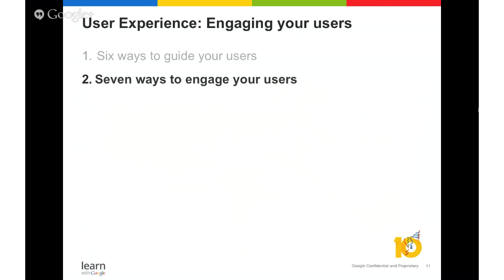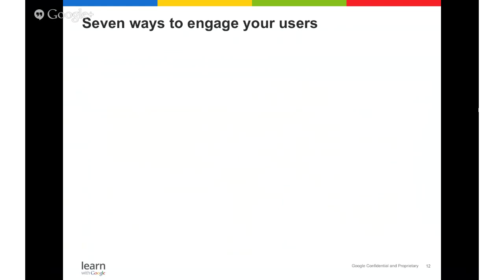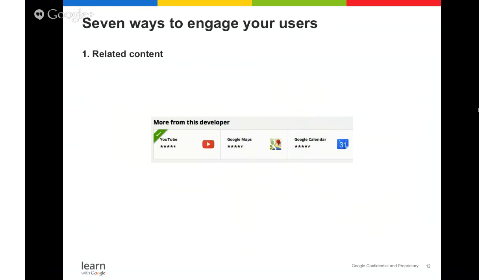Okay. So now that we've talked about guiding your users through your pages, let's talk about ways to get your users to interact with your site and really engage. All right, number 1, showing related content.